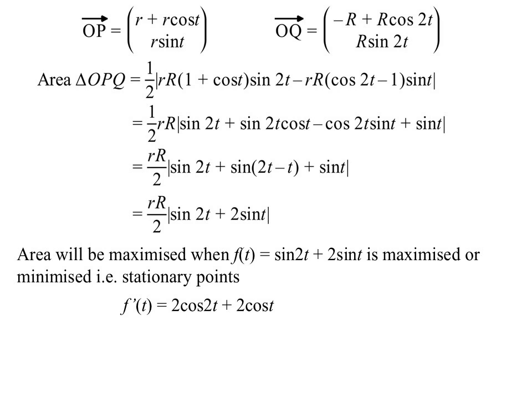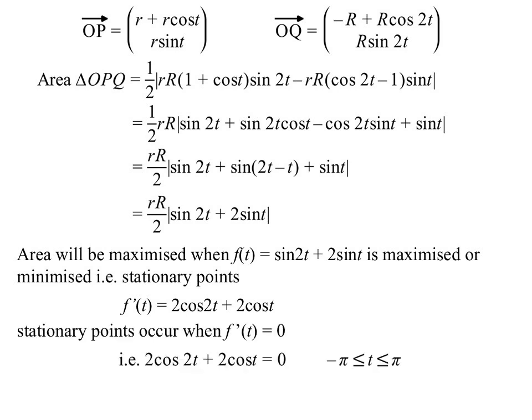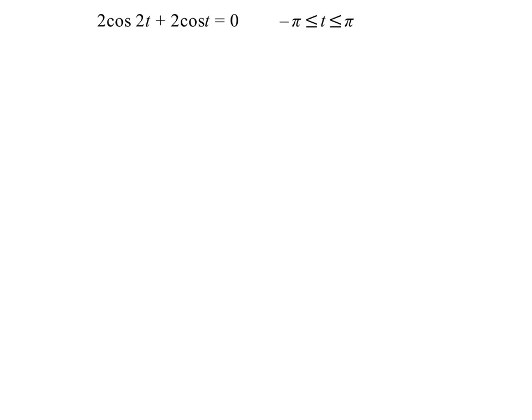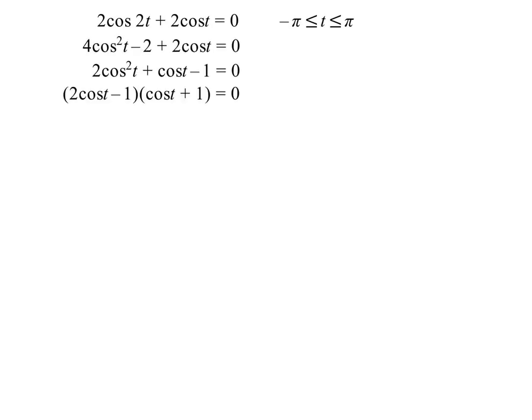So we go and work out that derivative, and we're saying, hey, I want to know when is that equal to 0. I now have a trig equation to solve. 2 cos 2t plus 2 cos t is equal to 0. Remember, we're going in between minus pi and pi. Okay, let's turn it into a quadratic. I'll now change cos 2t to be 2 cos squared t minus 1, and I've got a nice quadratic there. What multiplies together to give negative 1, adds together to give positive 1. We've got a factorisation. So either cos t equals a half or cos t equals negative 1.